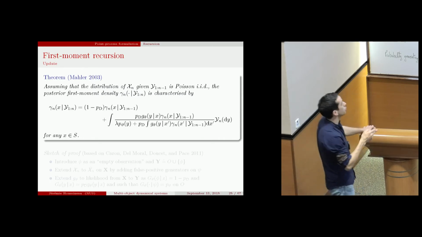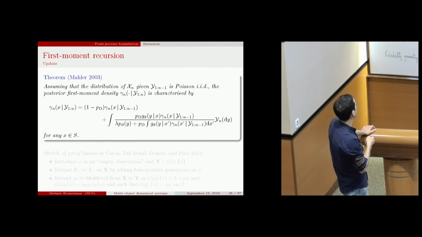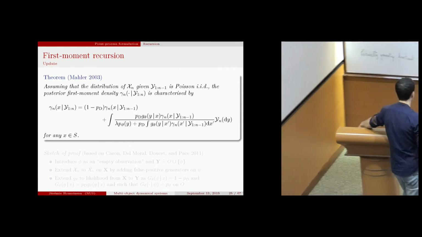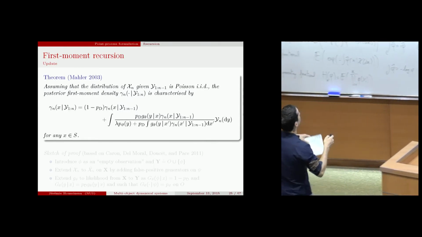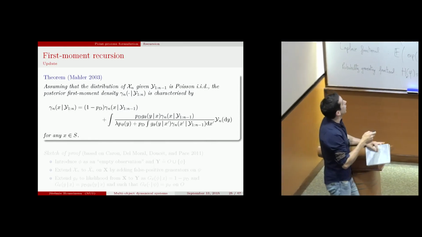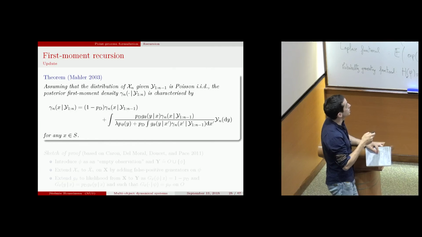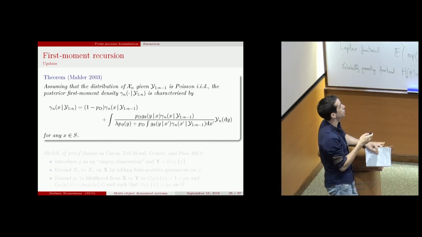The original proof by Mahler is based on this. Actually, first I'll go through the expression a bit. As before, we have our predicted first moment given all previous observations, and we want to deduce the updated first moment in light of the new data we received, yn. And actually we have a very simple and very intuitive expression.